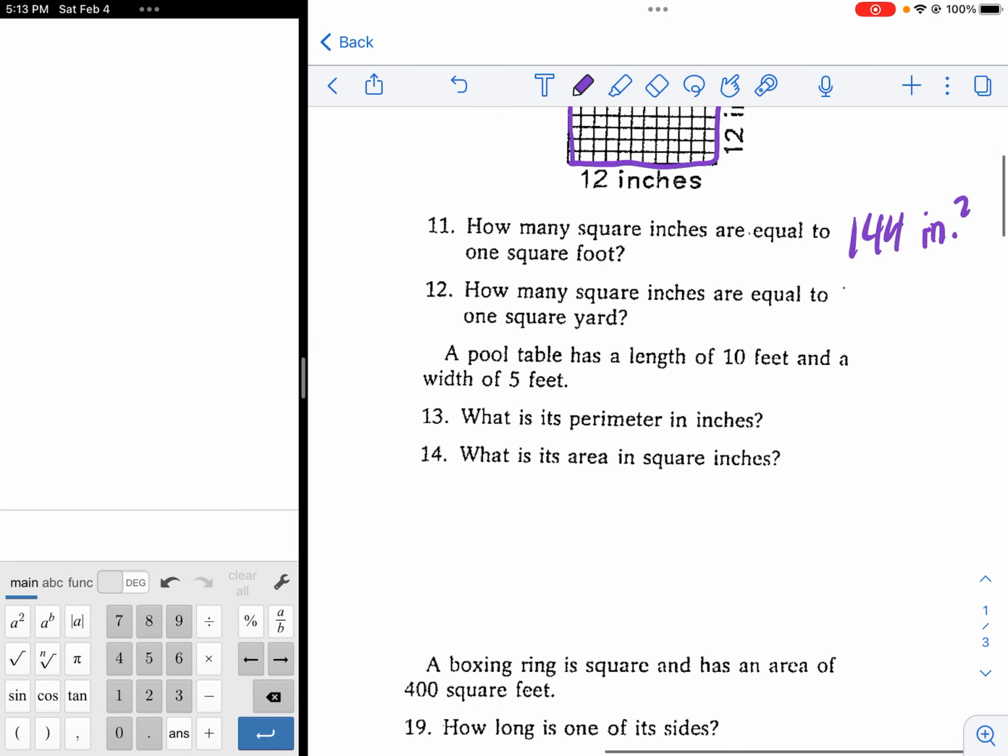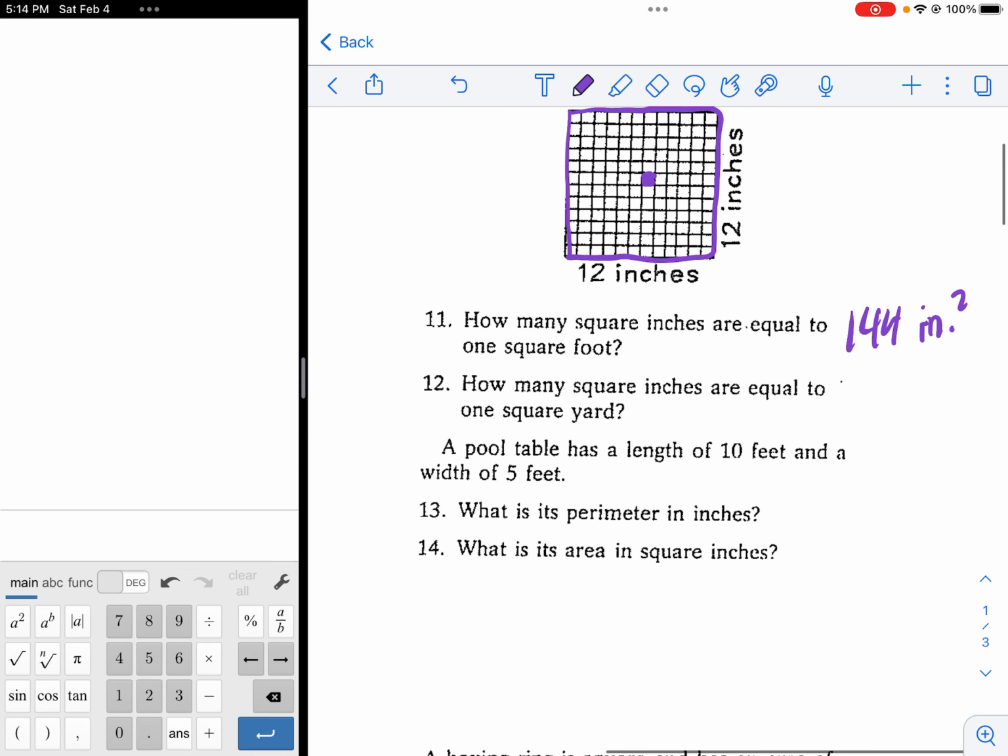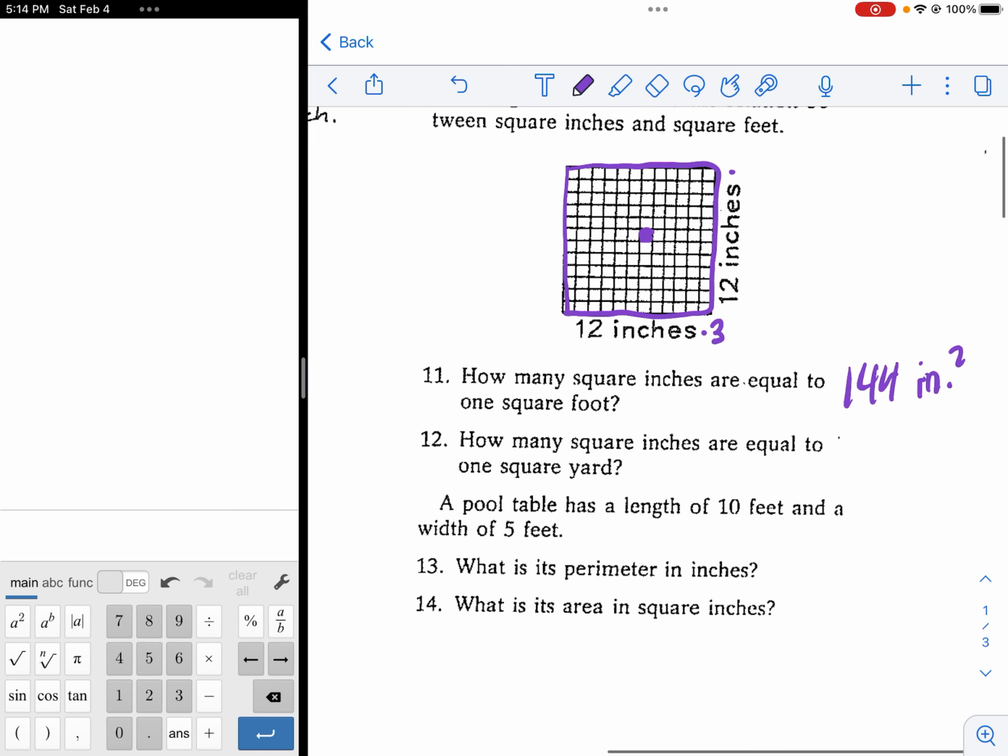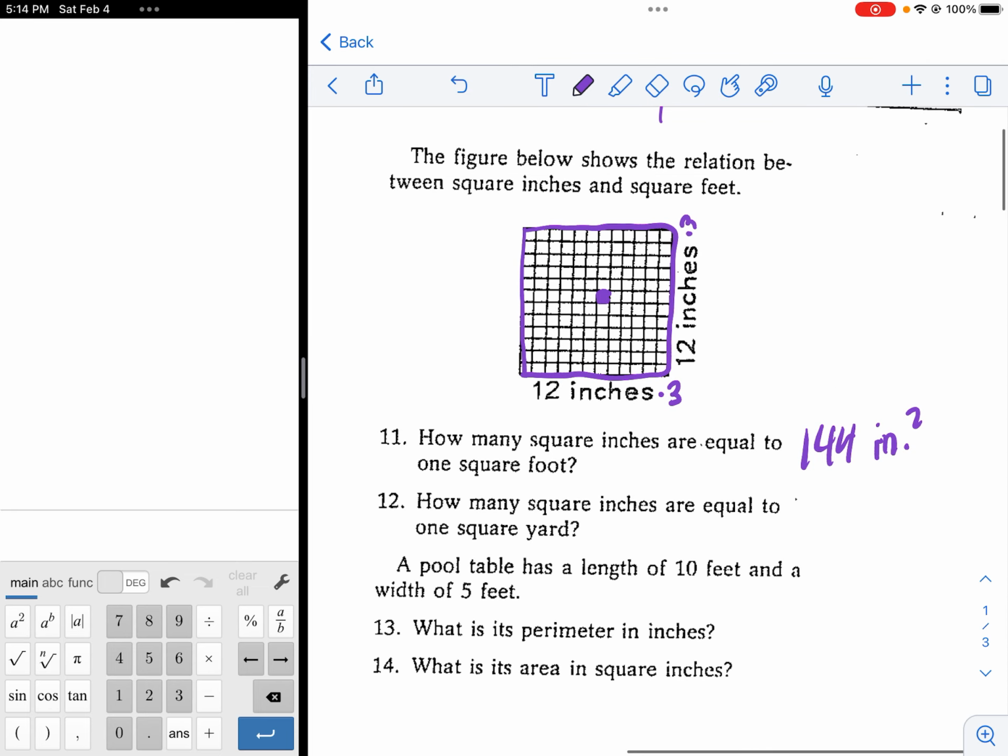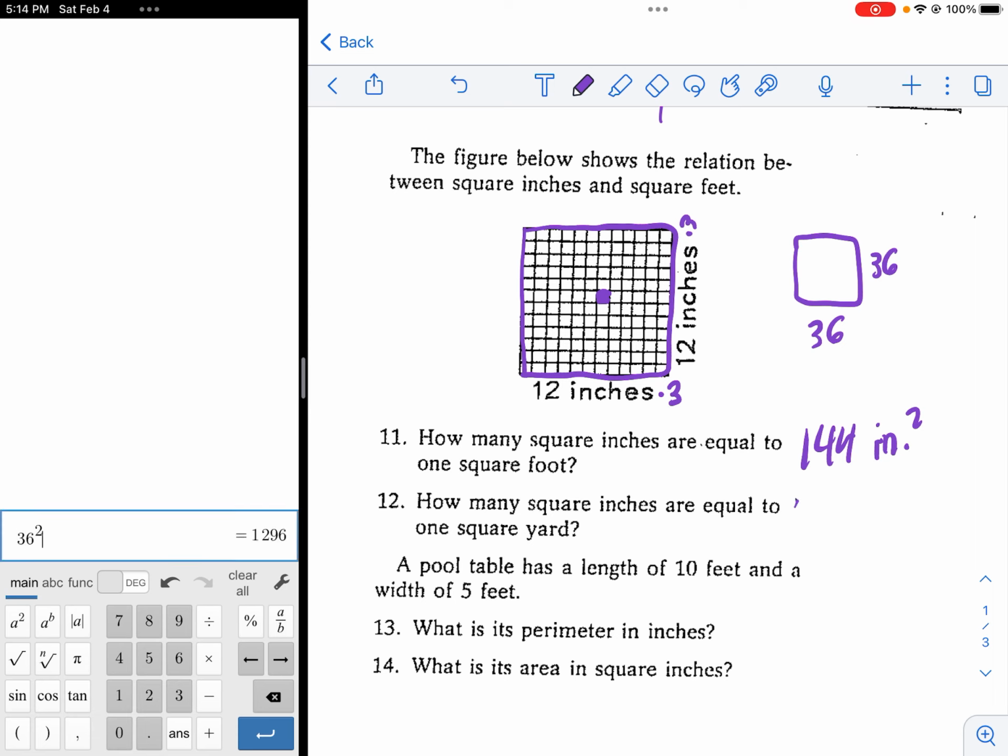Asks us how many square inches are equal to 1 square yard. So if we have 144 square inches, we're trying to get to square yards. We just said there's 144 square inches in 1 square foot. So we can just take each of these maybe and multiply that by 3. So instead of having the 12 by 12, just multiply each of those by 3, so we have a 36 by 36 inch square. So 36 squared is 1296.